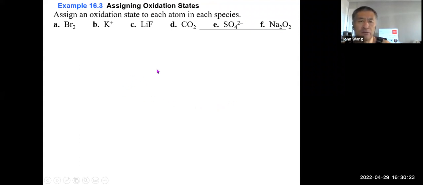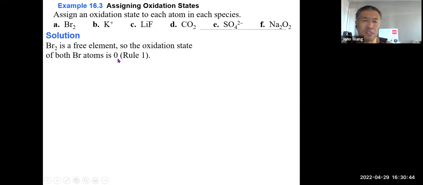We'll talk about the free element. So the first question is, what will be the oxidation state for Br in Br2? We know there are 2 Br atoms in this Br2 molecule, but you will see the Br is a free element. So therefore, using rule number 1, the oxidation state for both Br atoms is 0.